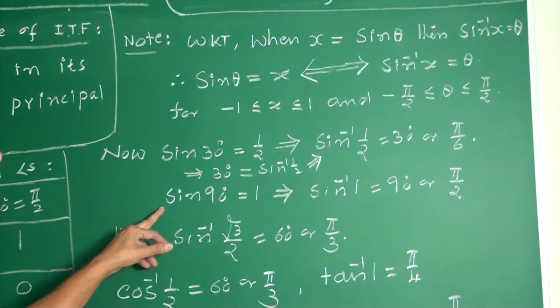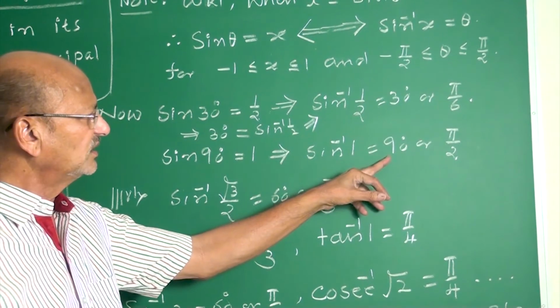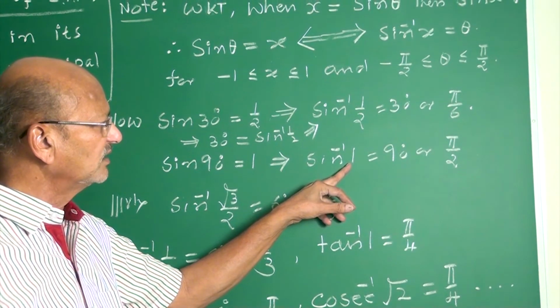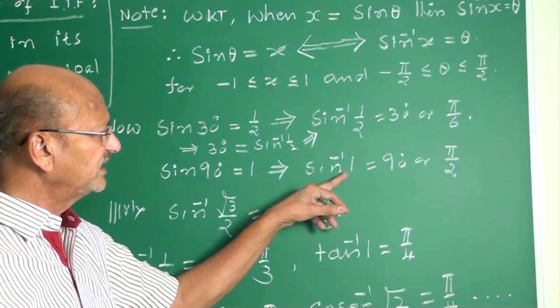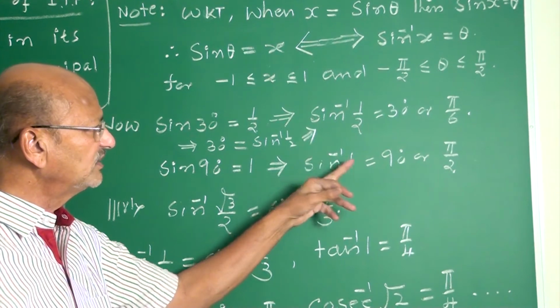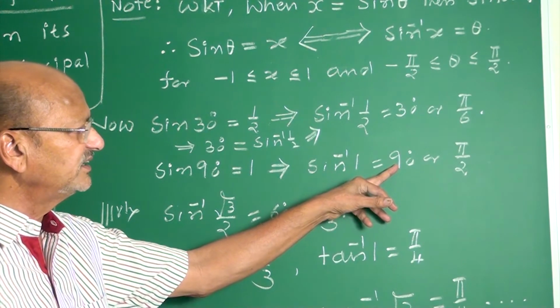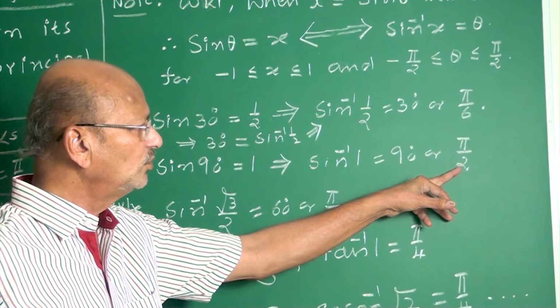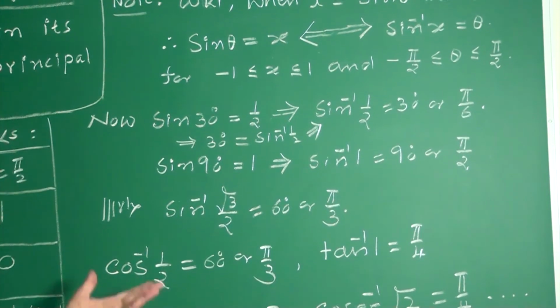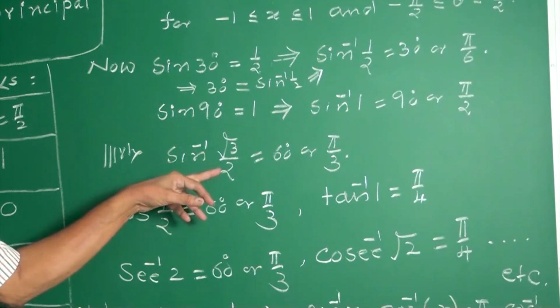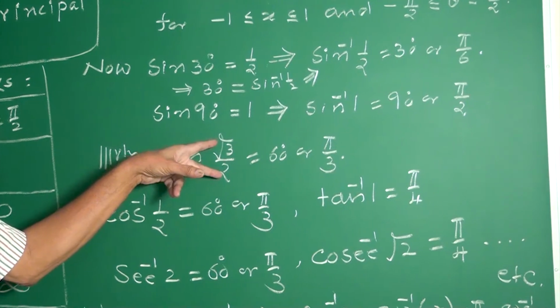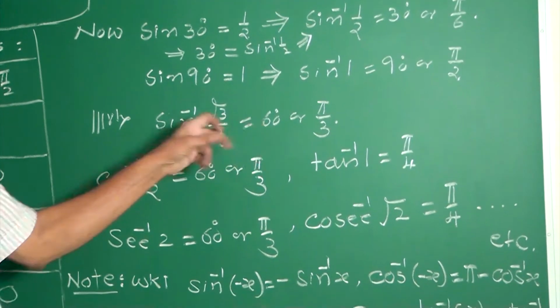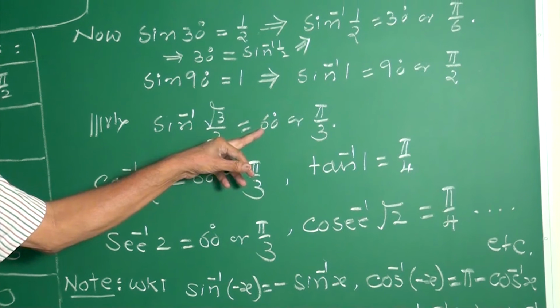Similarly, what is sine inverse 1? What is that respective angle? Sine 90 is 1. When sine inverse comes, you have to write only that angle, 90 degrees, or pi by 2 radians. Now we can write directly. Sine inverse root 3 by 2: what is root 3 by 2? It is sine 60. Inverse is there, so you write only the angle.